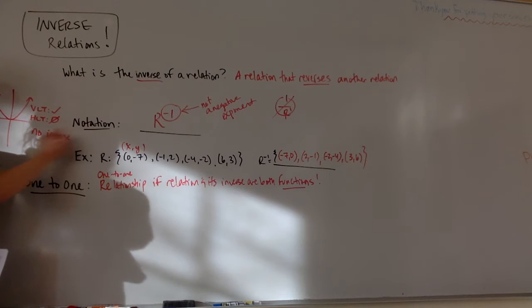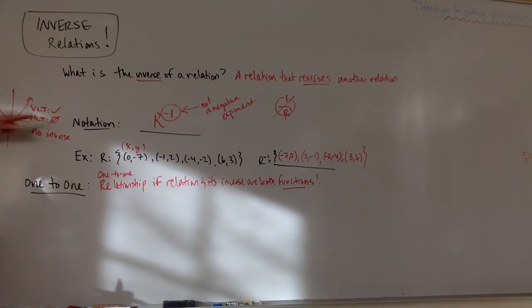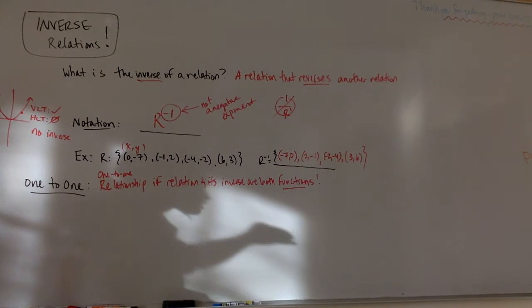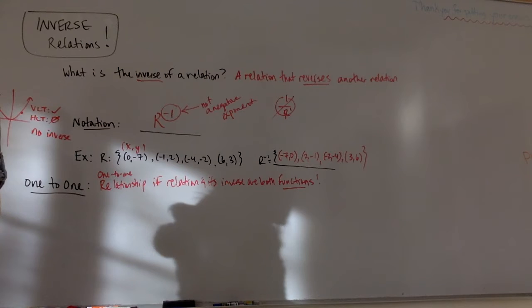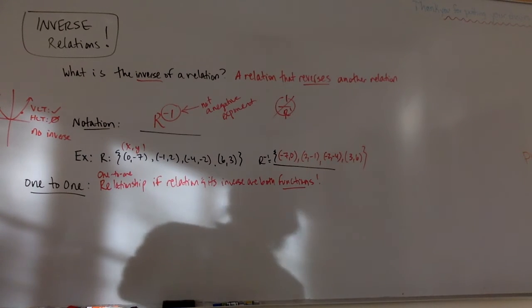Why doesn't it pass the horizontal? Because if I'm here, I have a point here and a point here. So it doesn't pass it. You're only going to have 1 point along each, either the vertical test or the horizontal test.